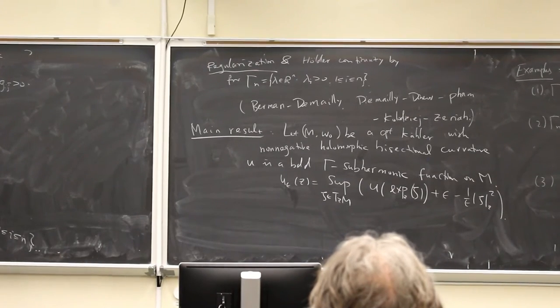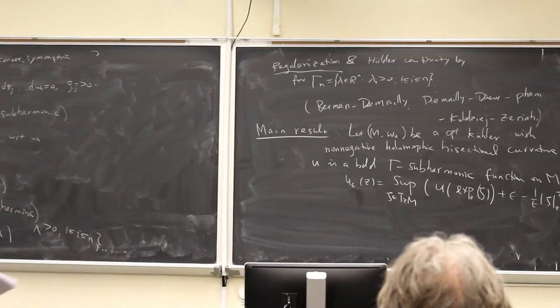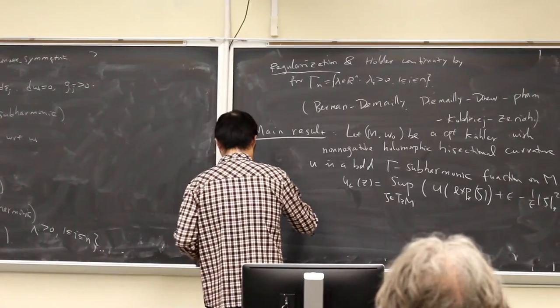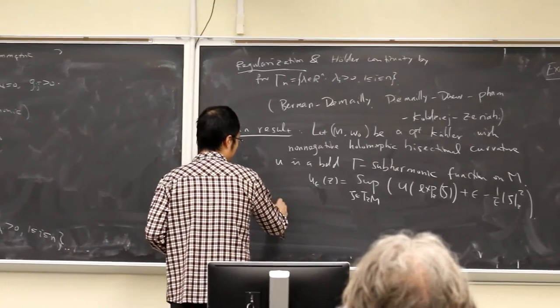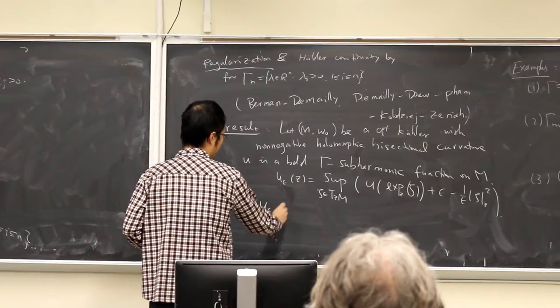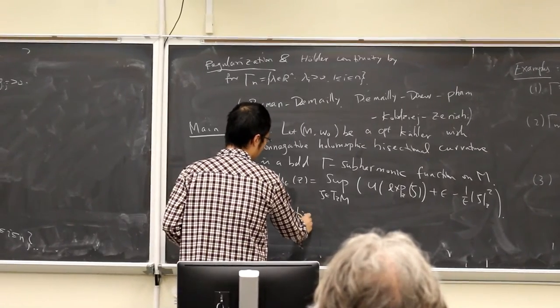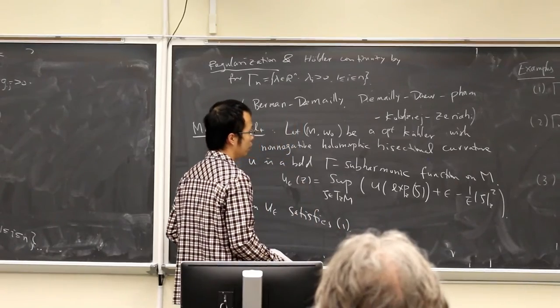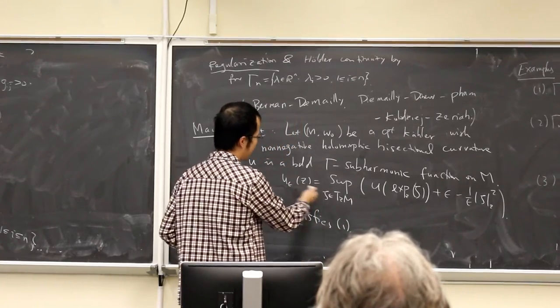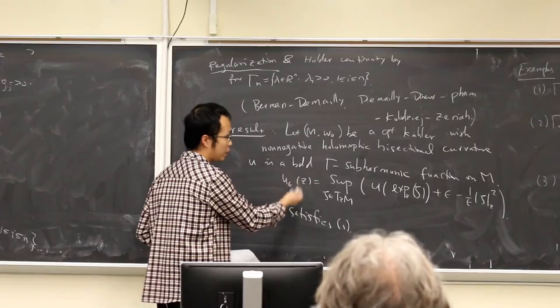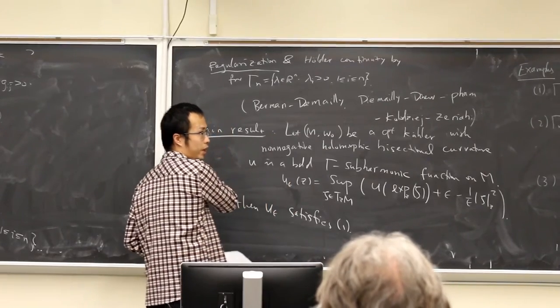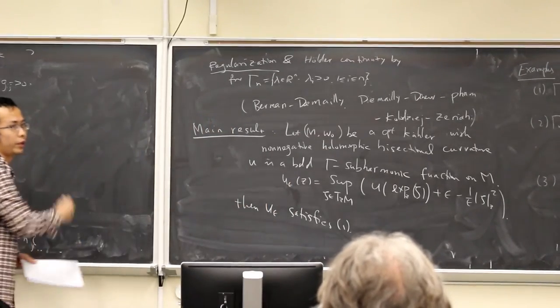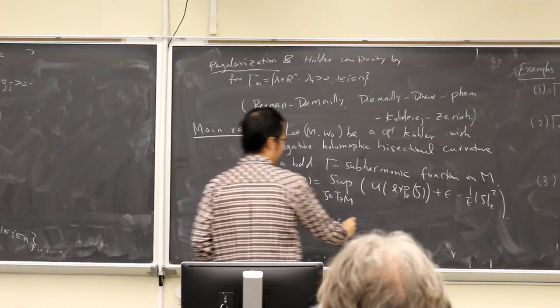Okay, so then the u epsilon will satisfy the conditions 1, 2, and 3. That's the definition of u epsilon. So with u epsilon defined this way, u epsilon will satisfy the conditions 1, 2, and 3.